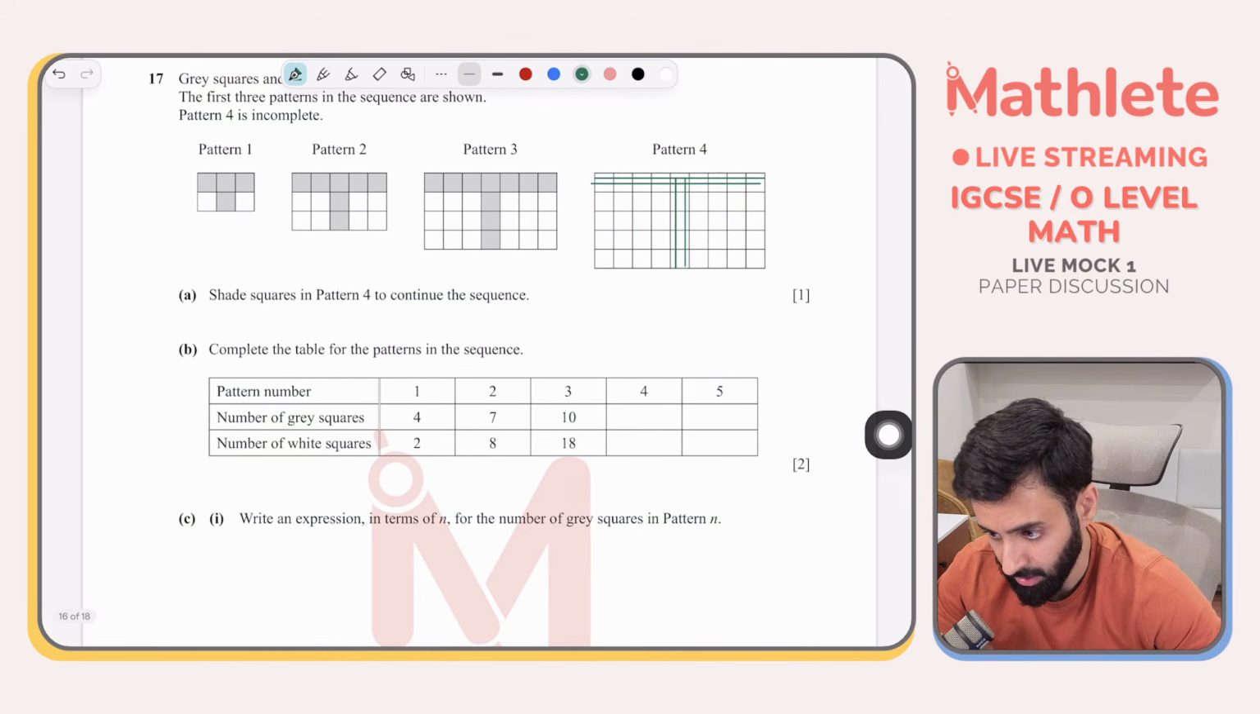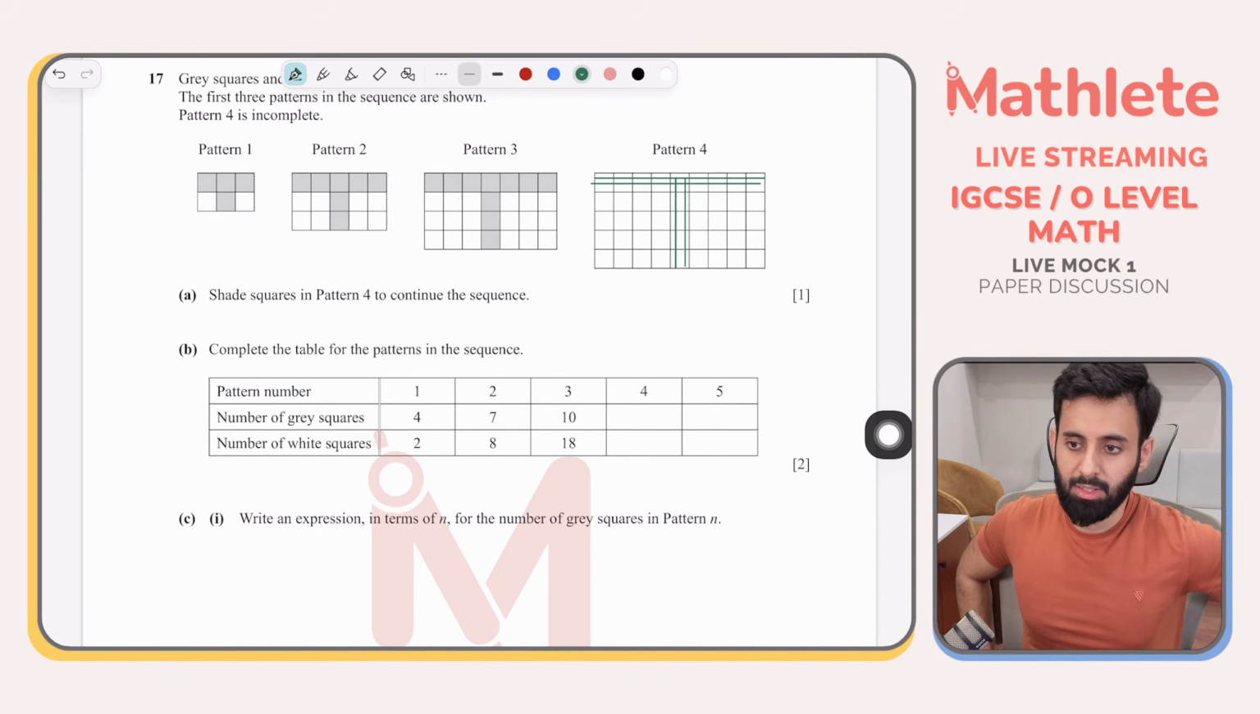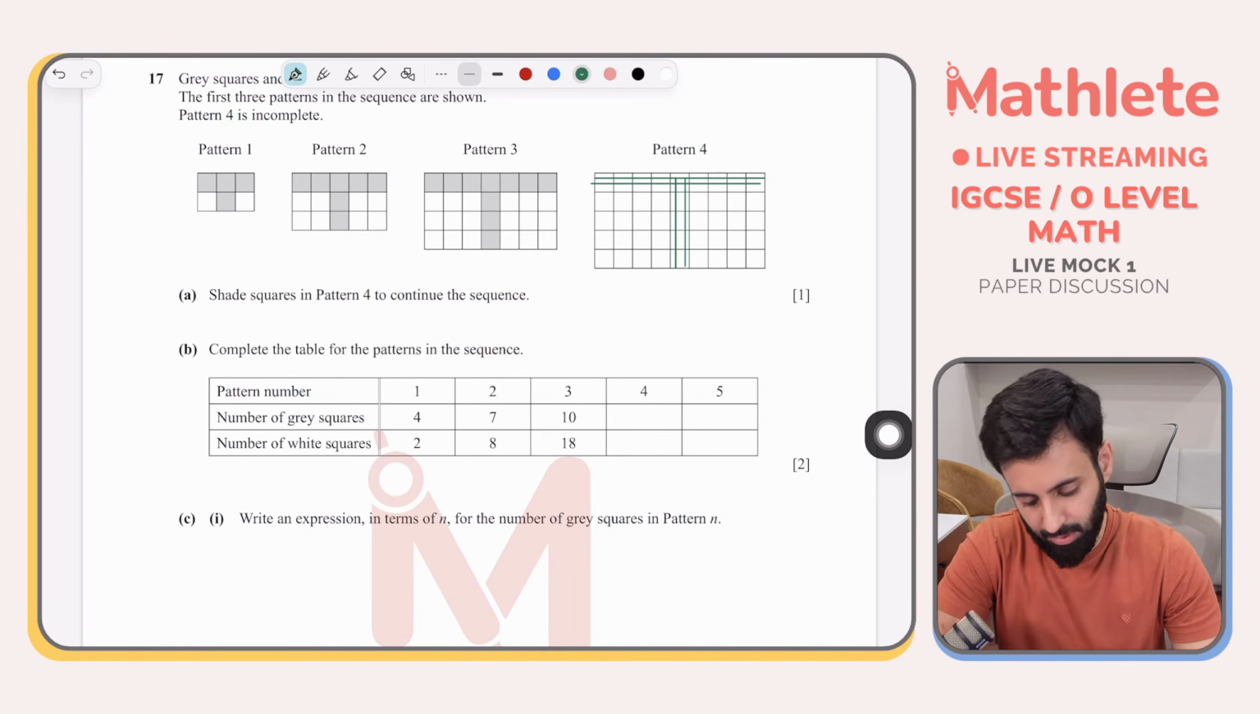Okay. Sir, can we write? Yeah, you can do that. Yes, it is very important that you know completing square. Whether it's O-levels or IGCSE, completing square is part of the syllabus, guys.